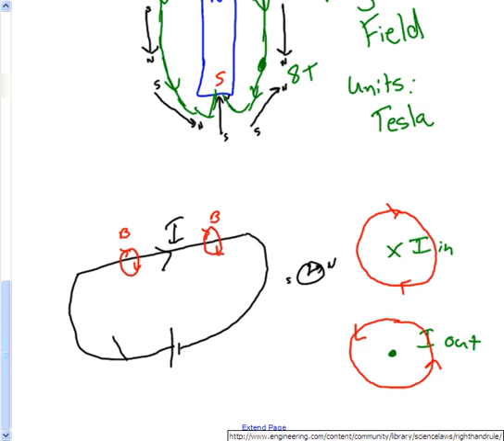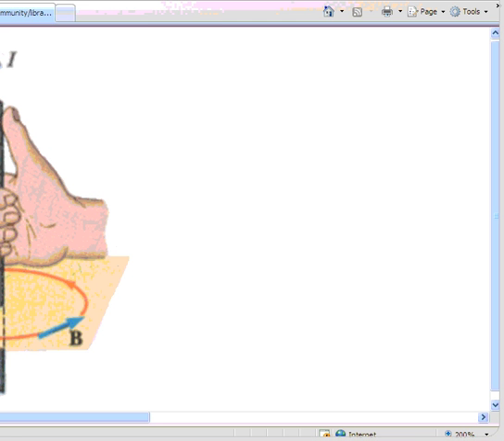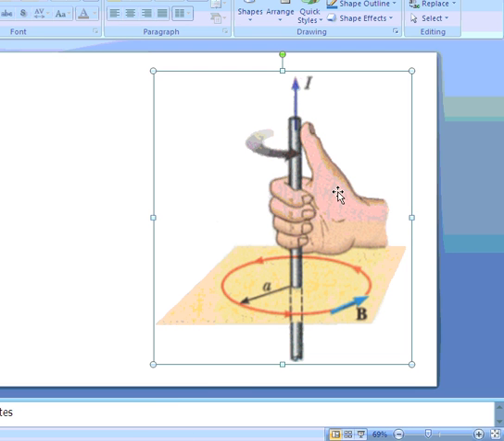Okay, and how can you remember that? Well, we have a handy dandy little trick. It's called the right hand rule trick. So if you put your thumb in the direction of the current, like what it's showing right here, then your fingers curl around the wire in the direction of the magnetic field. It only works with the right hand. If you use the left hand, you get the exact opposite answer. So this is the right hand rule, and that's how you can figure out the direction of the magnetic field around a current carrying wire.